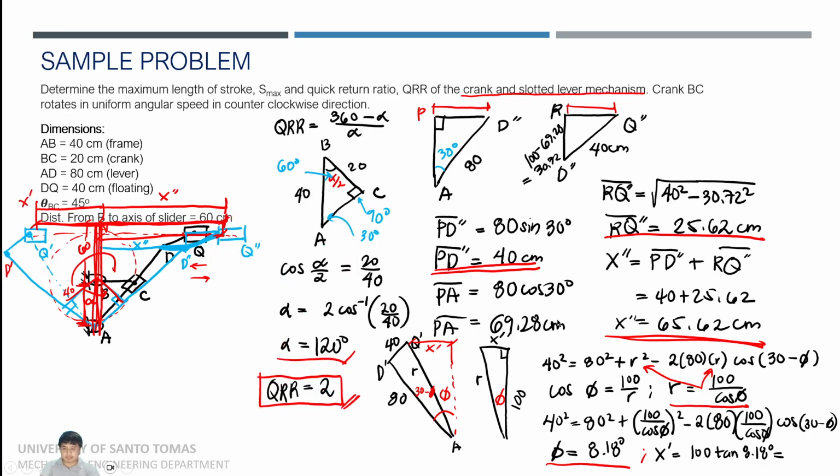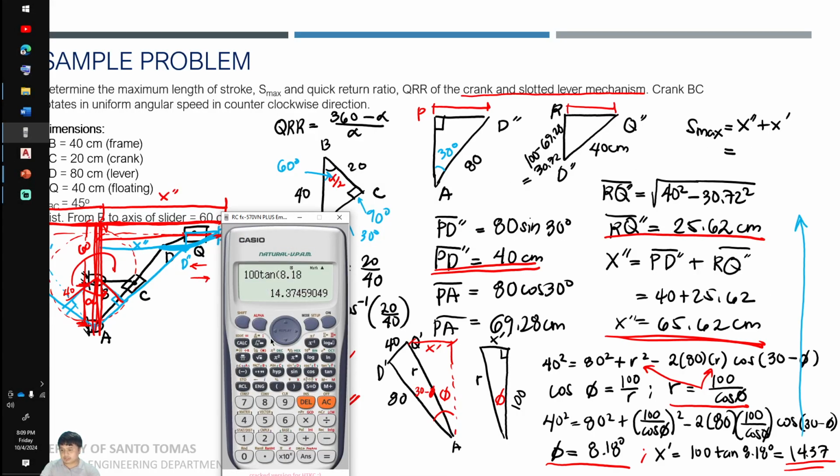So 14.37 centimeters. I can't write the centimeters anymore. Therefore, going back now, I'll just use this last space. So the stroke here is equal to x double prime plus x prime. That is equal to 65.62 plus 14.7. So let's add this to 65.62.